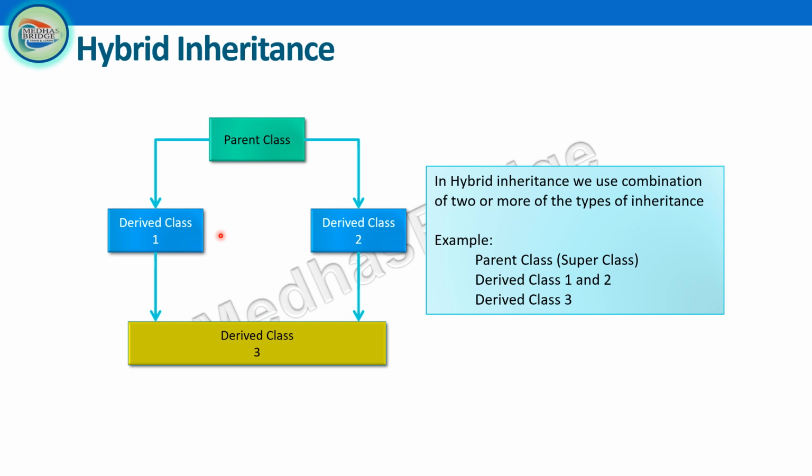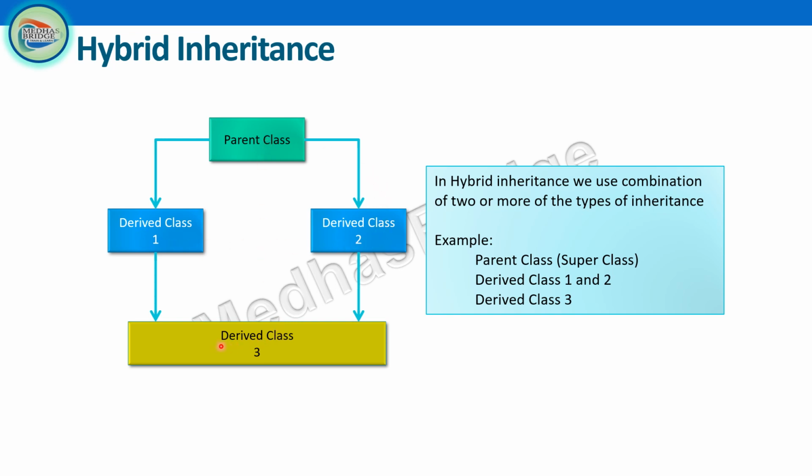In hybrid inheritance, we use a combination of two or more types of inheritance. We can use single inheritance, multiple inheritance, and multi-level inheritance. In this example, if you look at one parent class and then two derived classes in the middle, derived class 1 and 2 are derived from one single parent class.